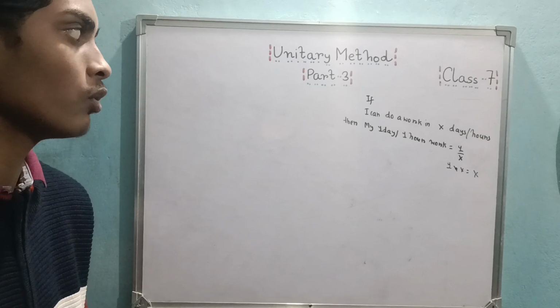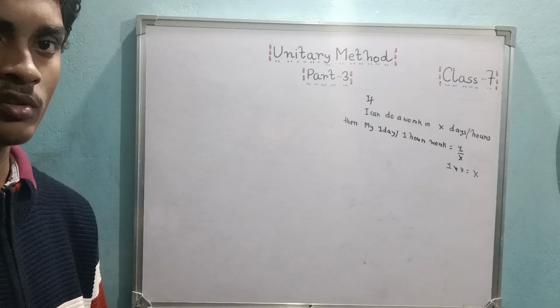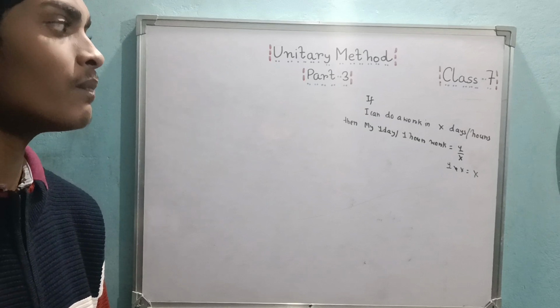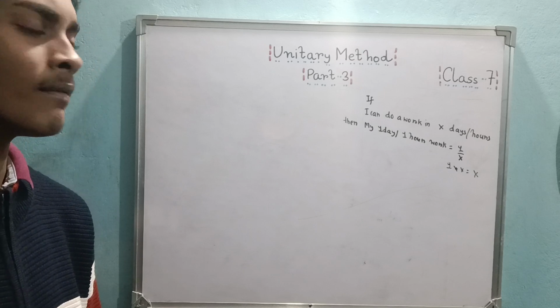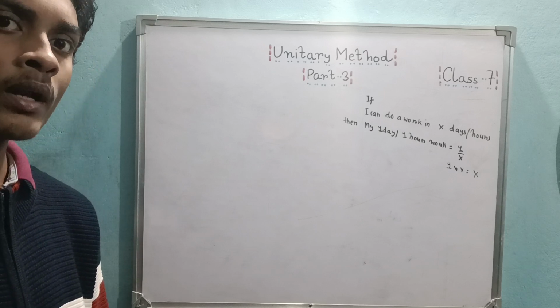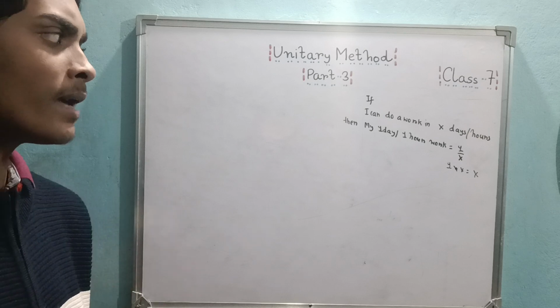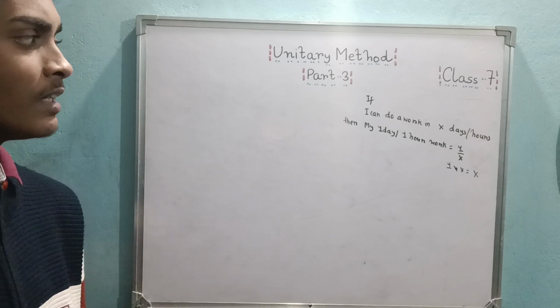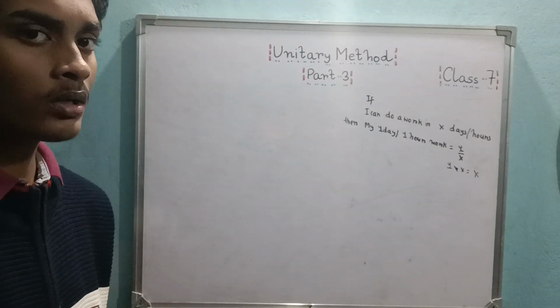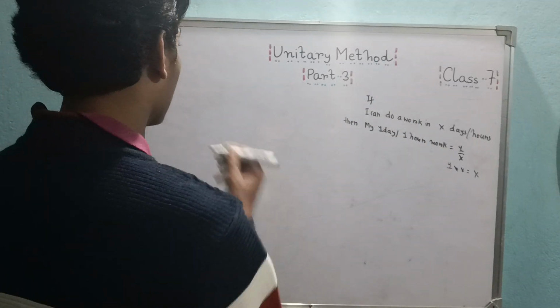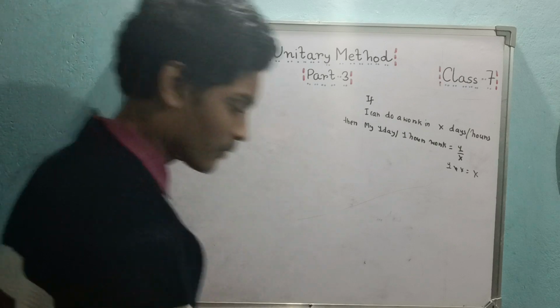Suppose I take x days. In one day I can do only 1 by x of the work, and 1 by x is the reciprocal of x. Similarly, if my 1 day work is 1 by x, then the whole work can be done by me in 1 by 1 by x, which equals x. So that is also the reciprocal. Both are reciprocals of each other. Okay, that's the concept. Now let's see the next one.